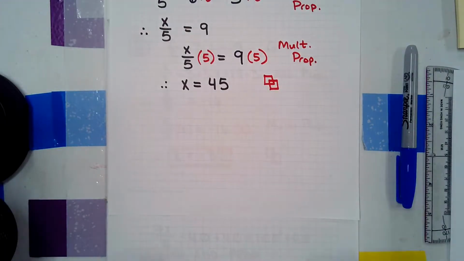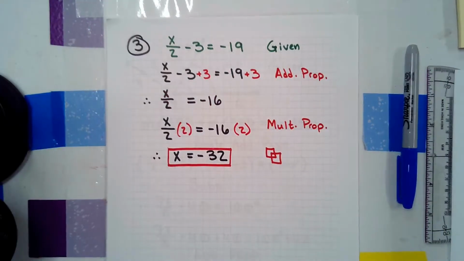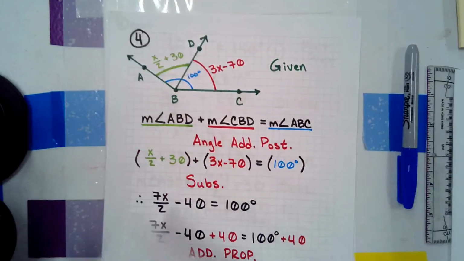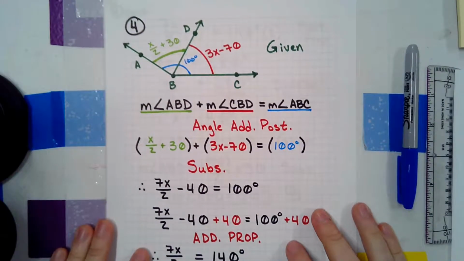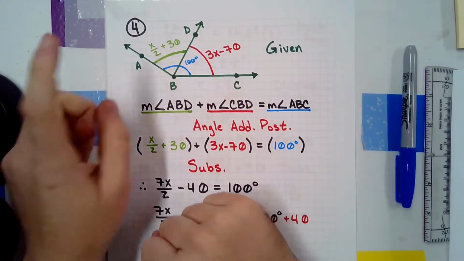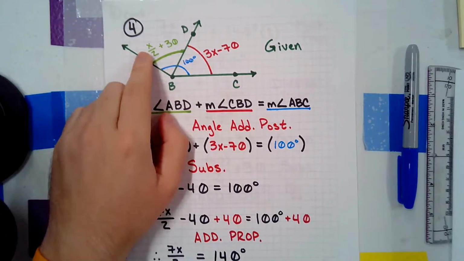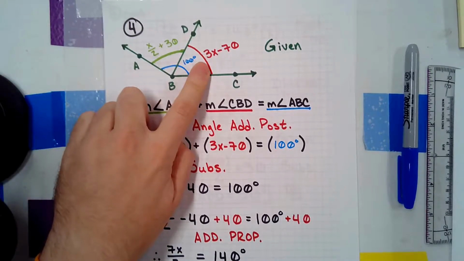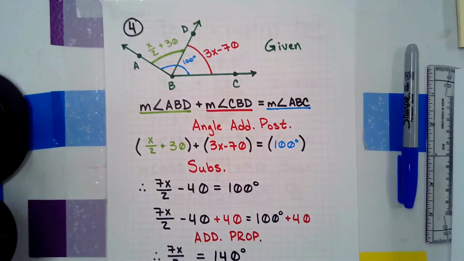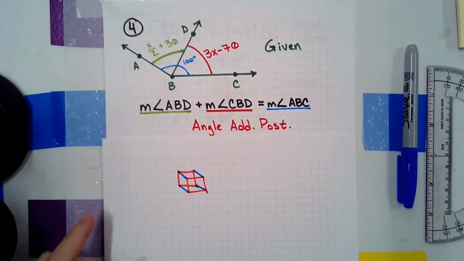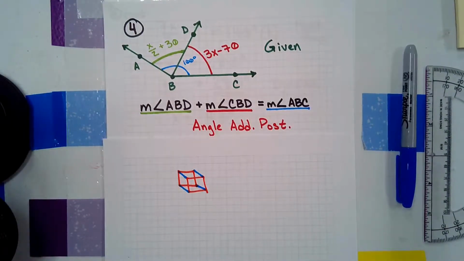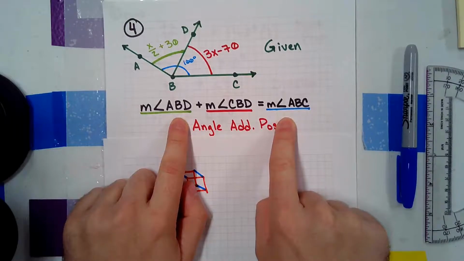So here we are. Number 4, that's what it looks like. Okay? Yay, color. So we have green over here, red over there, and blue there. The whole thing is 100. The left side, ABD, is x over 2 plus 30, and this side is 3x minus 70. Angle addition postulate says that these two guys should add up to the blue, right? So I did that, and I did it in color. Isn't that fun? I think it's a lot easier. So we write that the angle measures add up to the big angle measure.